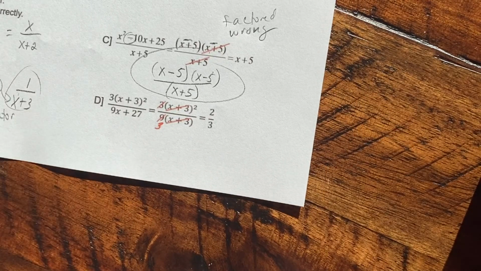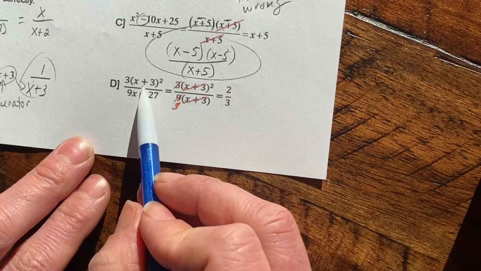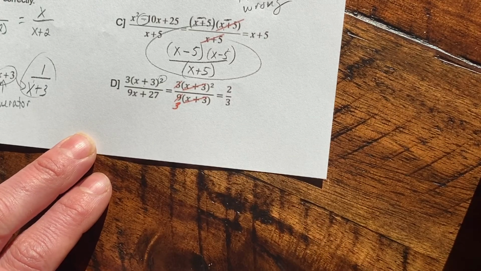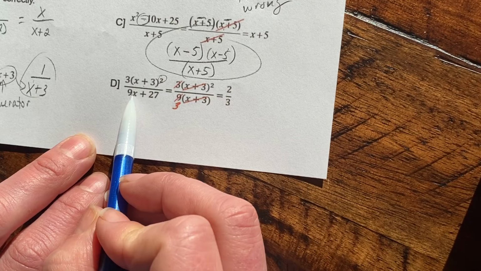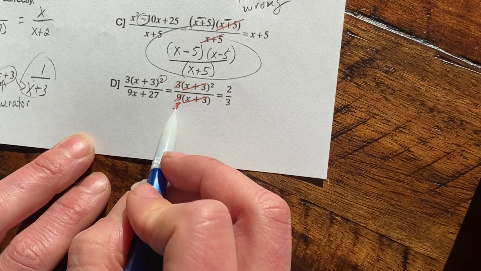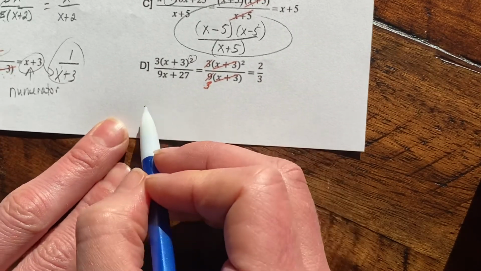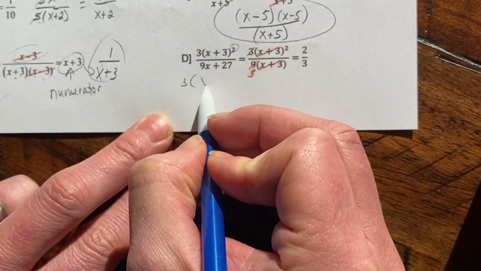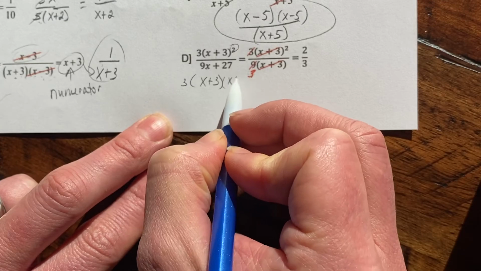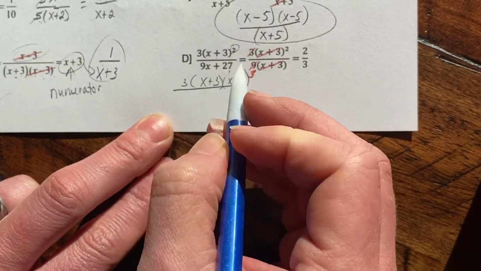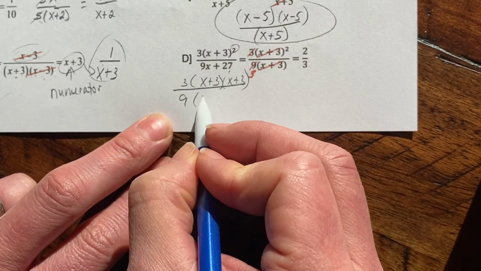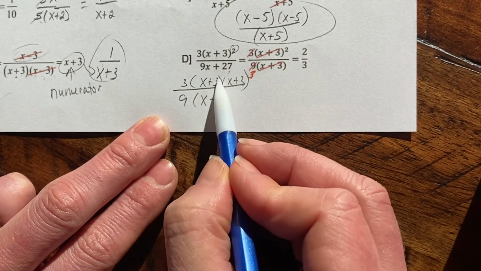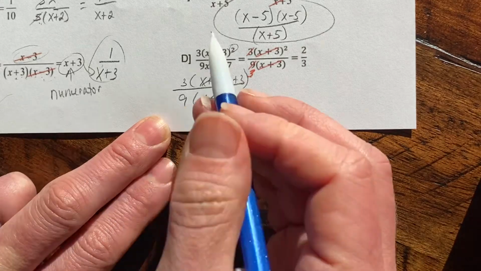All right, and then the last one here. If you remember, if this is squared, that means it's written two times. Let's rewrite it first of all. So it's 3, x plus 3 times x plus 3 over... Now we can take a 9 out. That is correct. And then we have our x plus 3 there. So we can take one group only of the x plus 3's out.